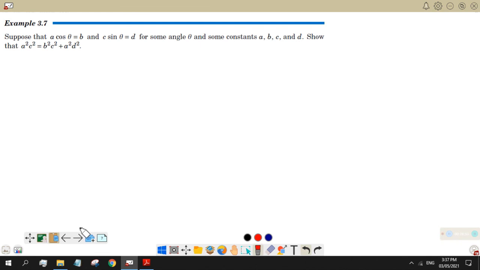So, suppose that A cosine theta is equal to B and C cosine theta is equal to D for some angle and some constants A, B, C, and D. Show that A squared times C squared is equal to B squared, C squared, plus A squared, D squared. Ayan, napakarami niya. So, dito sa left-hand side, ang meron lang tayo ay dalawang letters. A at C lang. A squared and C squared. And then for the right-hand side, merong nadagdag na B and D.